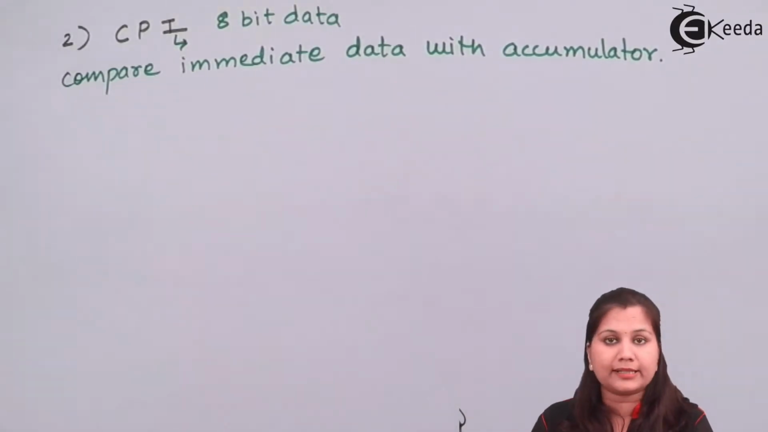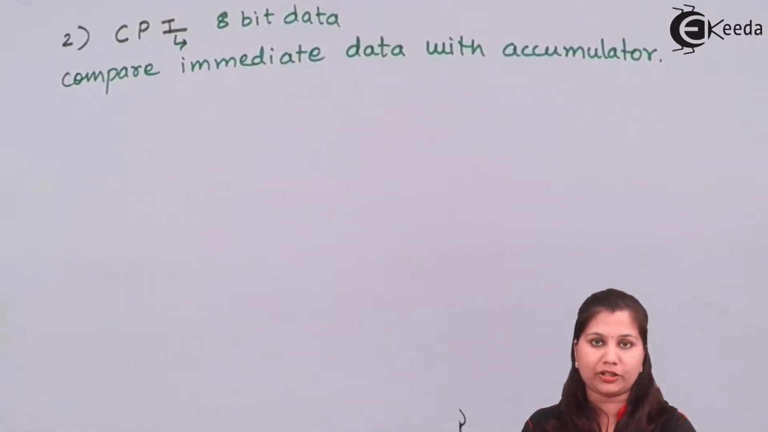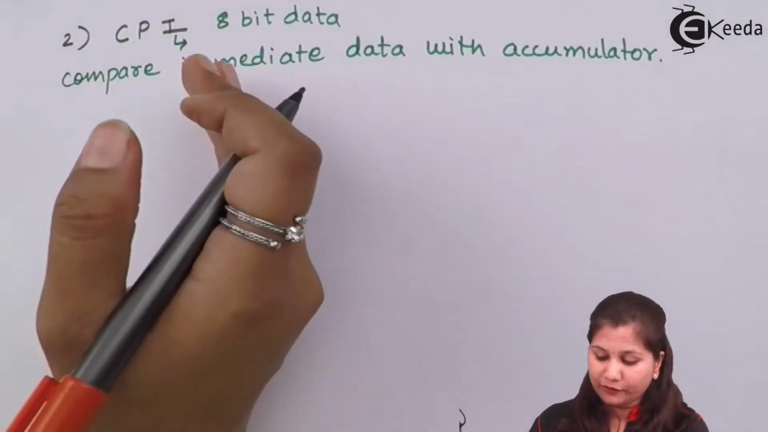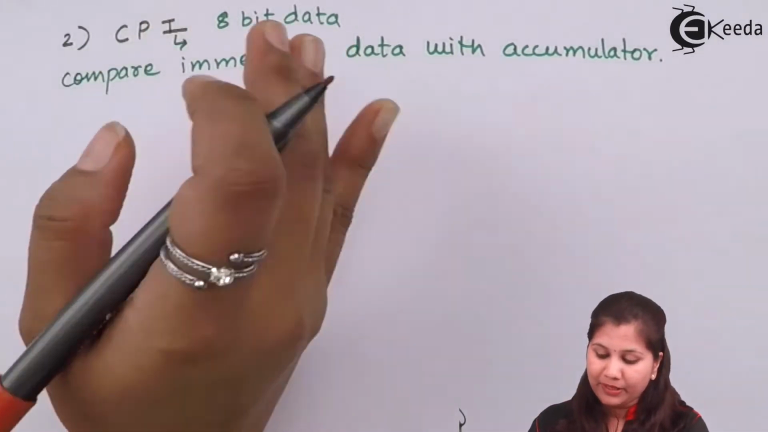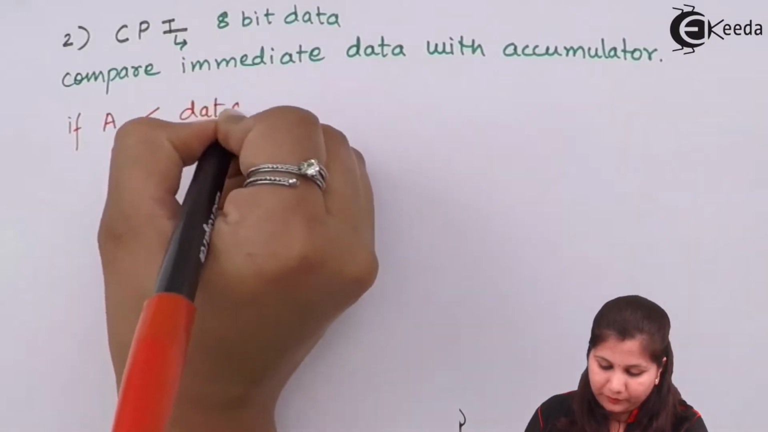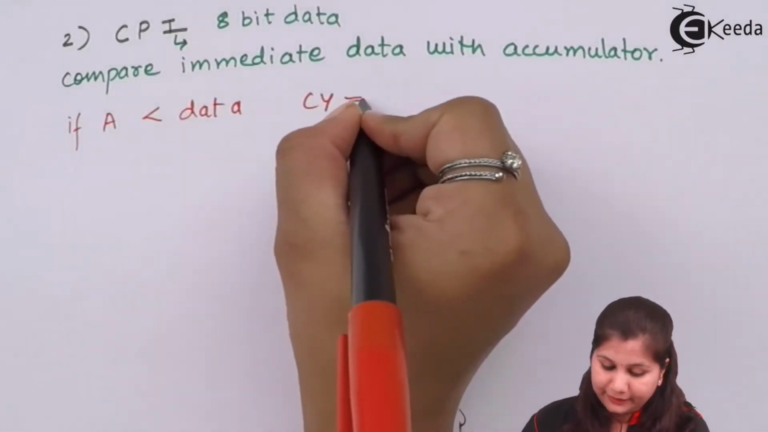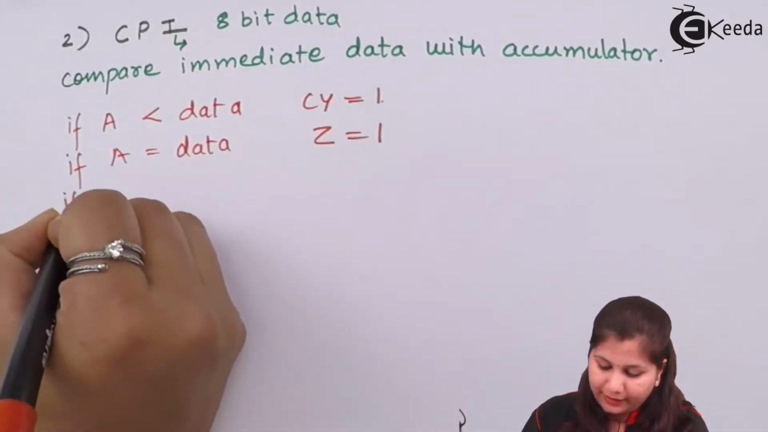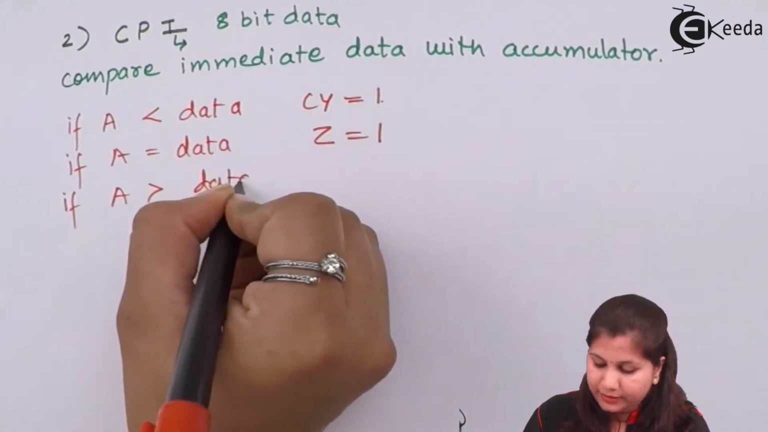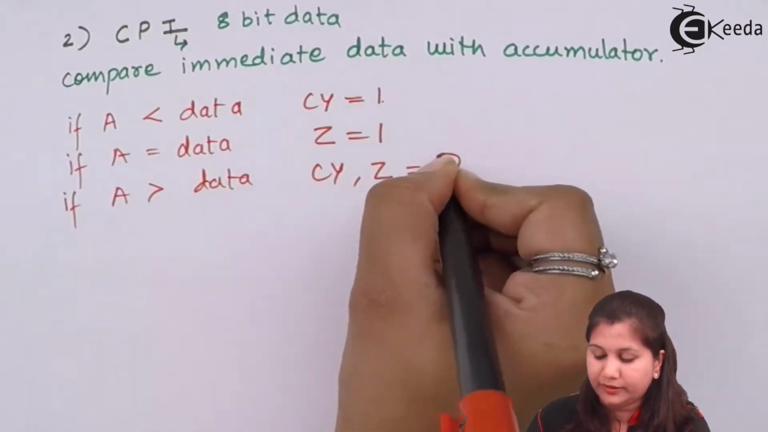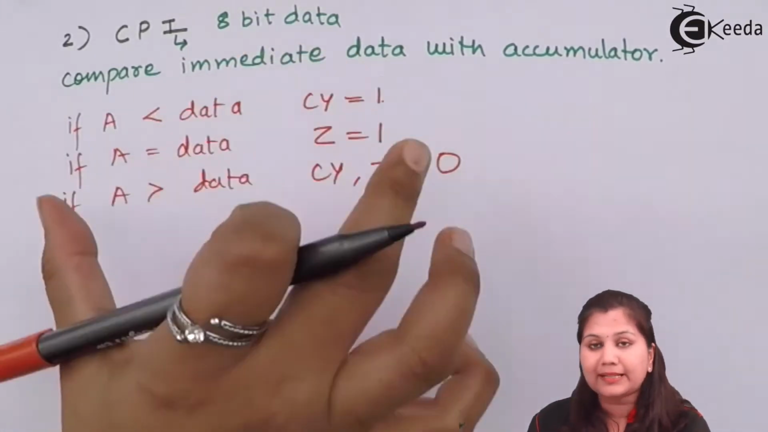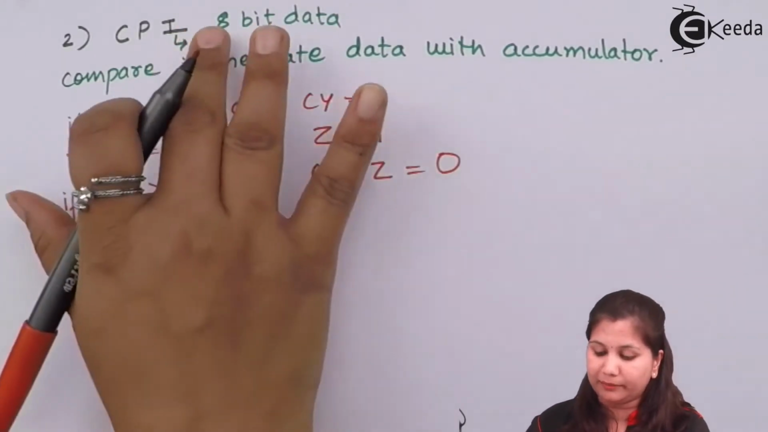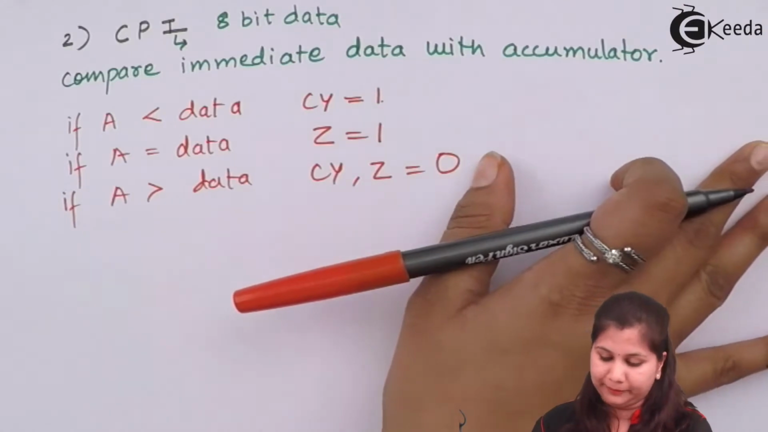And again, the same comparison is done by performing the subtraction, and the same conditions are checked here: if the contents of the accumulator are less than the 8-bit data, then carry flag is set; if equal, zero flag is set; and if the accumulator is greater than the data, then carry and zero both are reset. So the same comparison is done here, but in CMP we are comparing a register or memory with the accumulator, and here we are comparing an 8-bit data with the accumulator.